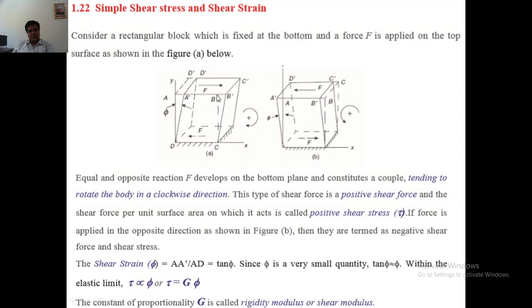So ABCD was the initial position of the object or the element, and when the load is applied, the shape will change like this, and the points A and B will move from A to A dash, and B from B to B dash. Similarly, at the back, D will move from D to D dash. This should be D, and this is D dash. Similarly, the point C, which was here, will move to C dash here.